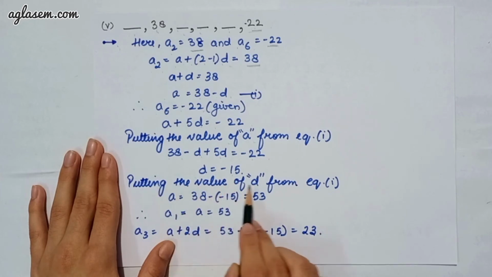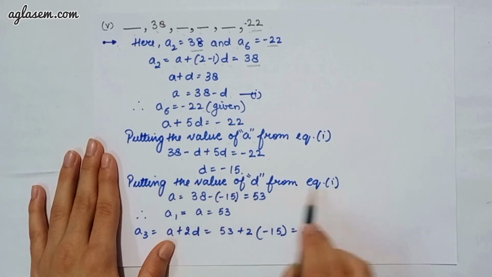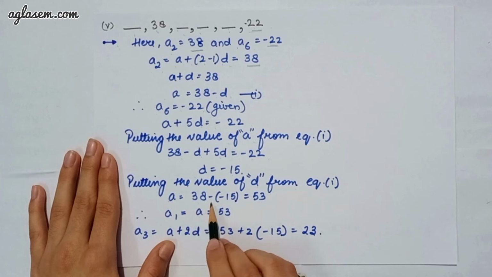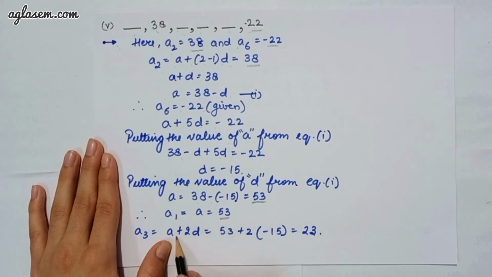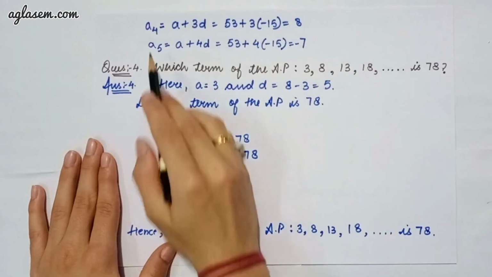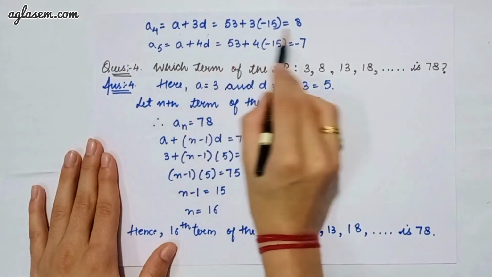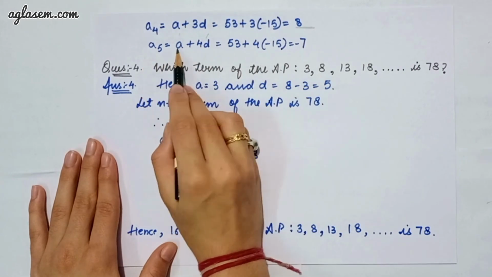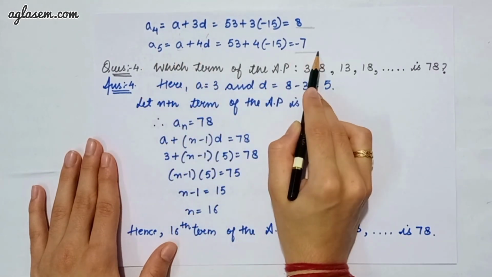Now we have to put the value of d from equation 1, we will get a is equal to 38 minus into minus 15, that is equal to 53. So a1, that is 53. So a3 we can find, a plus 2d, that is 53 plus 2 into minus 15, will give you 23. Further, a4, that is a plus 3d, which is equal to 8, and a5, that is a plus 4d, which will give you minus 7.